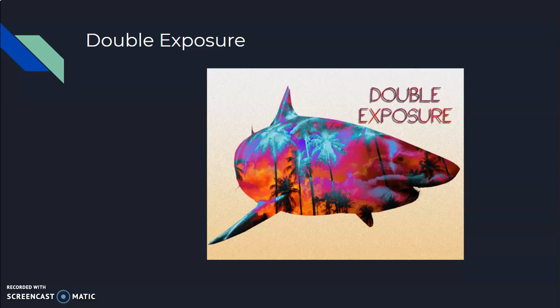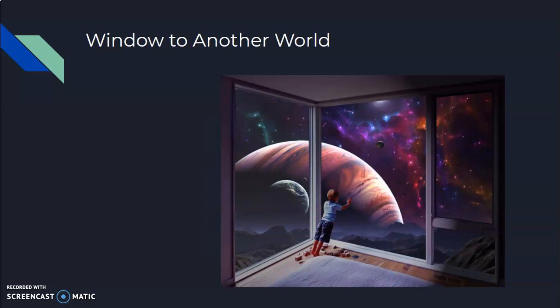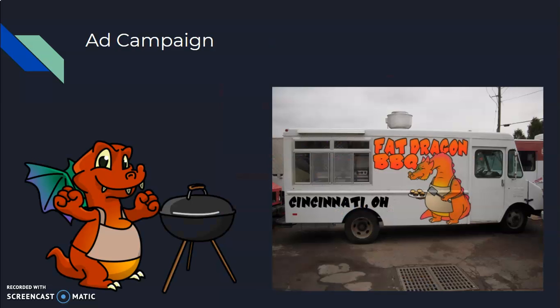Just a couple more 7th grade projects, double exposure. As 8th graders, we do this neat thing called Window to Another World, where we remove windows from a room. We add a really neat background and then learn about atmospheric effects, coloring, and lighting to make it look like they actually belong together.